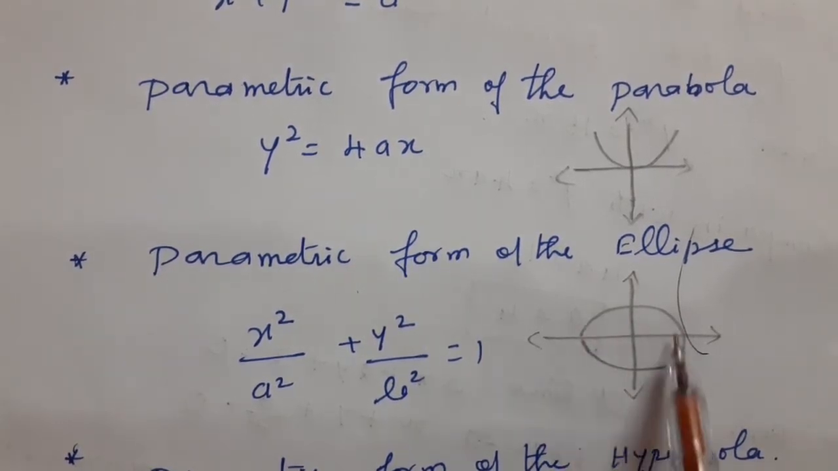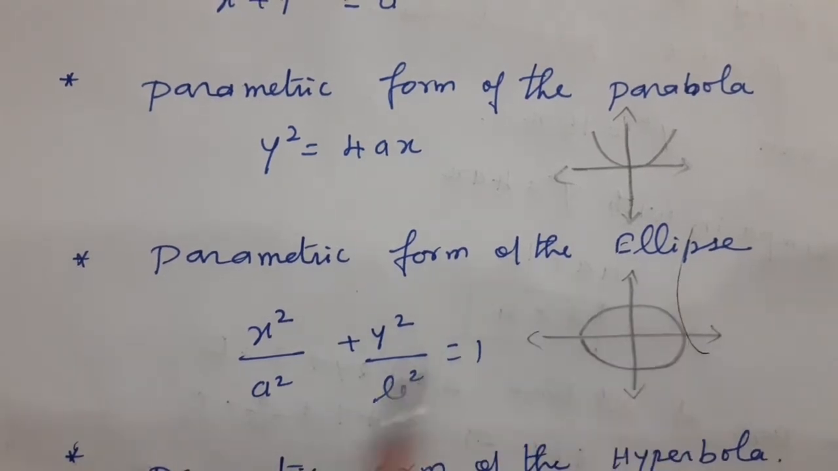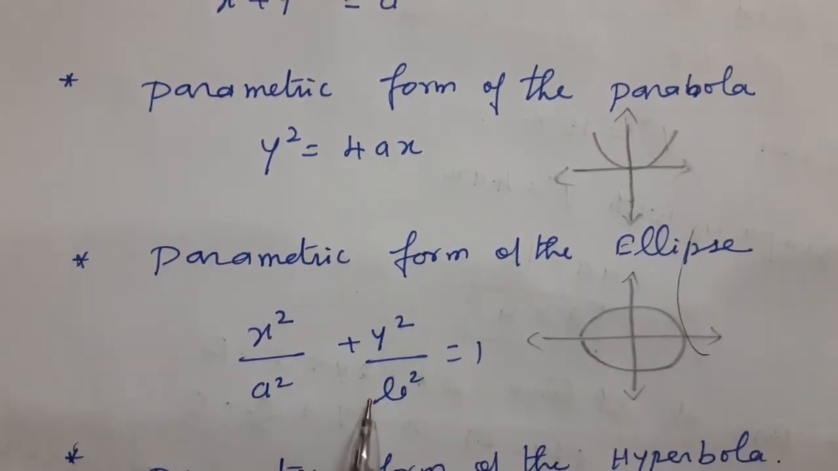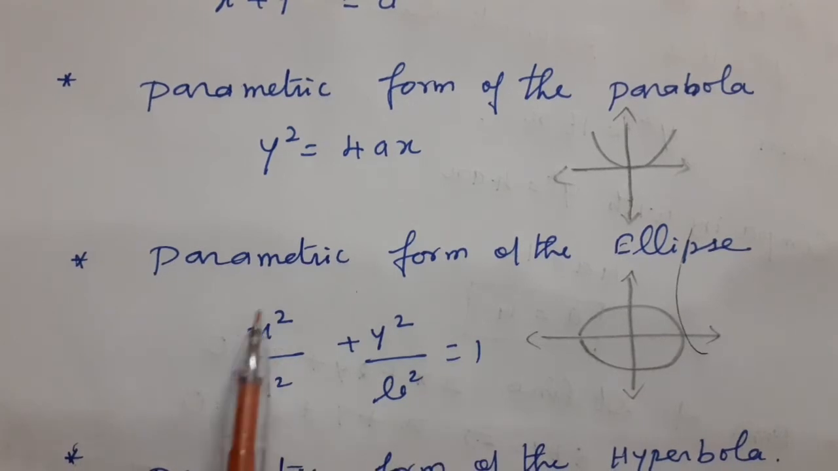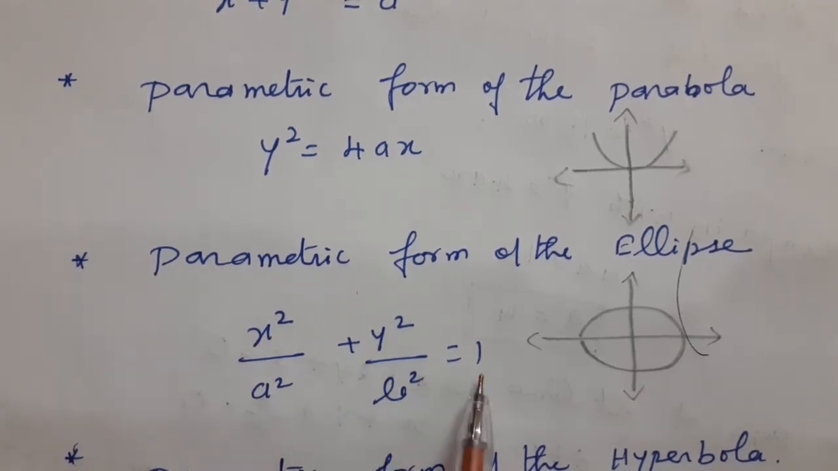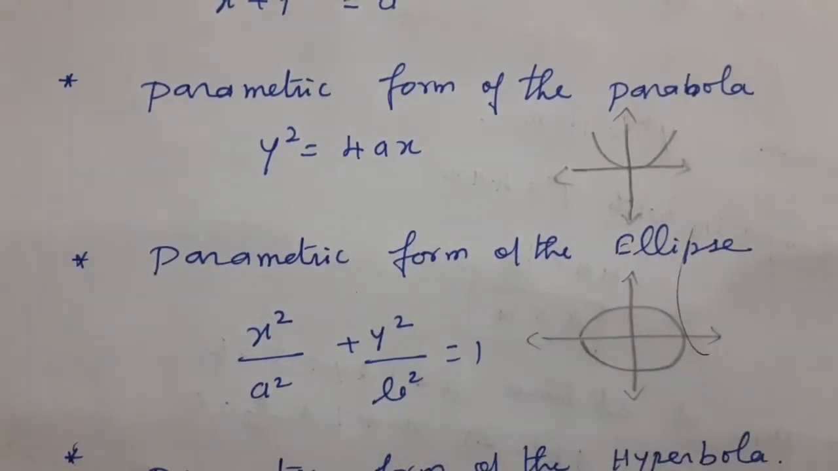Elliptical shape, that is nothing but what? Ellipse. What is the parametric form of the ellipse? It is x square by a square plus y square by b square equal to 1. This is the form of the ellipse.